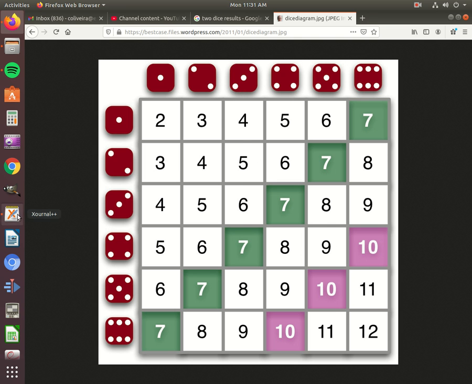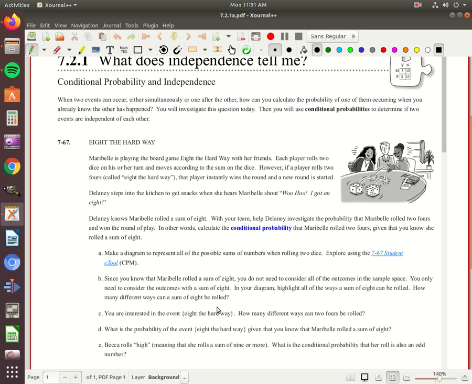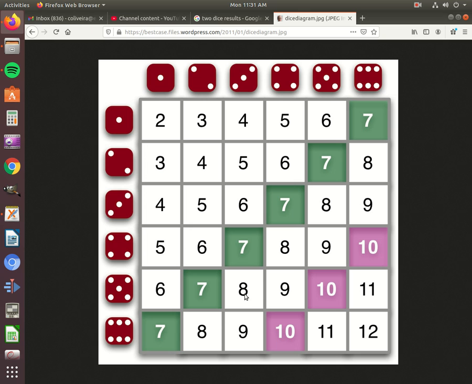So that's A. It says, since you know Marabelle rolled the sum of 8, you do not need to consider all the outcomes in the sample space. You only need to consider the outcomes with the sum of 8. In your diagram, highlight all the ways the sum of 8 can be rolled. How many different ways can you roll an 8? Well, there's 1, 2, 3, 4, 5, right? You can roll a 2 and a 6, a 3 and a 5, a 4 and a 4, a 5 and a 3, or a 6 and a 2. Those are the 5 different ways that you can do it.